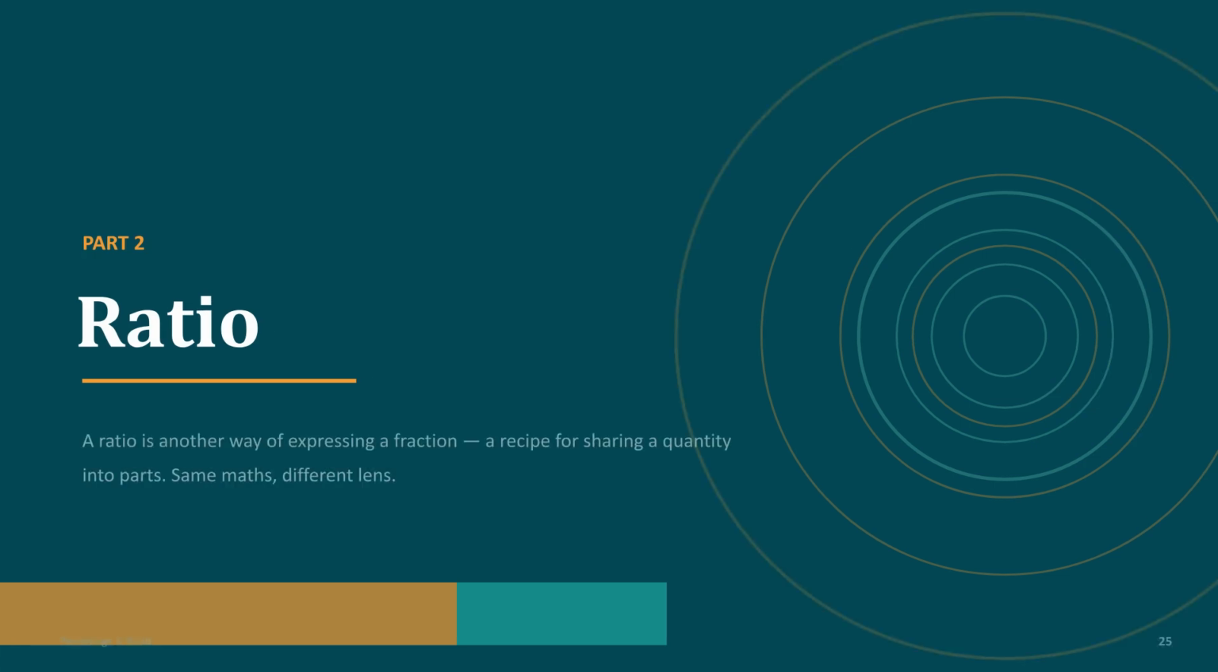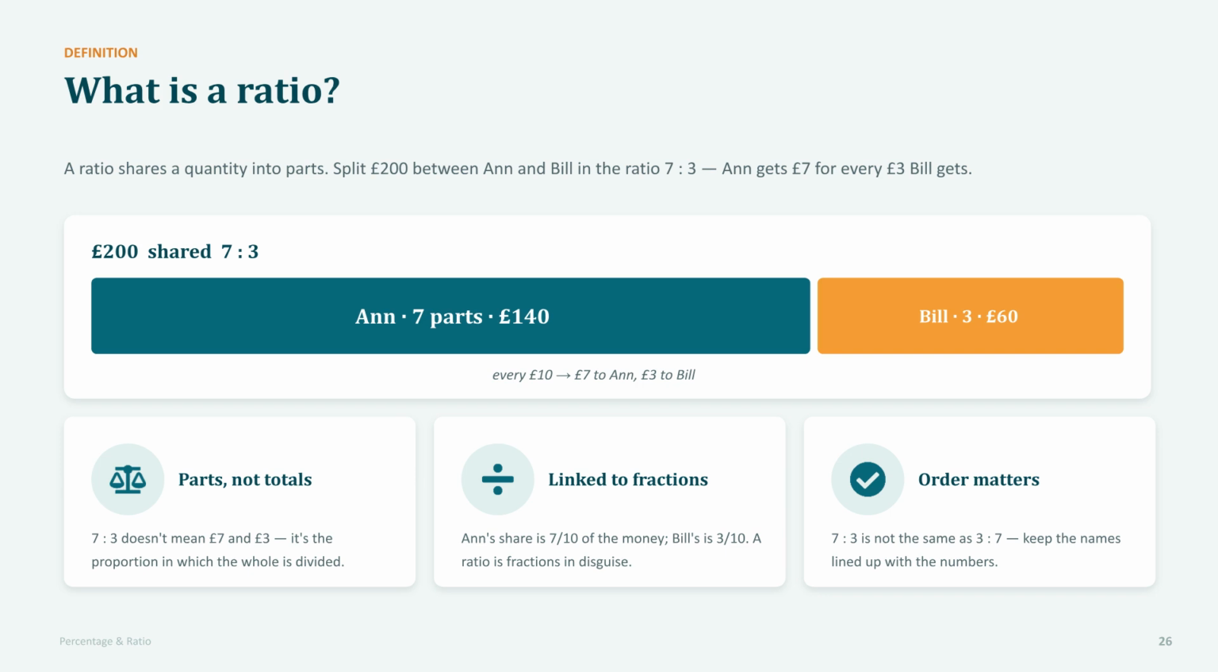Now we transition to part 2, ratios. A ratio is another way of expressing a fraction, a recipe for sharing a quantity. It is essentially the same math viewed through a different lens. Think of a ratio as sharing parts of a whole. If you split 200 pounds between Anne and Bill in a 7:3 ratio, Anne gets 7 parts and Bill gets 3. Remember, order is critical here.